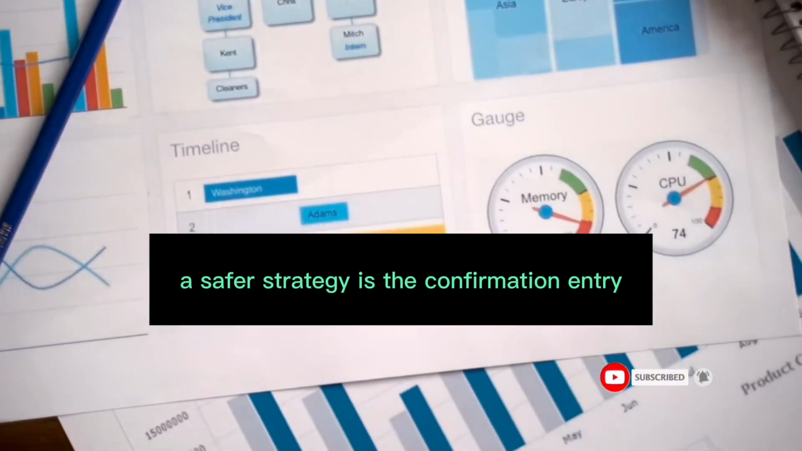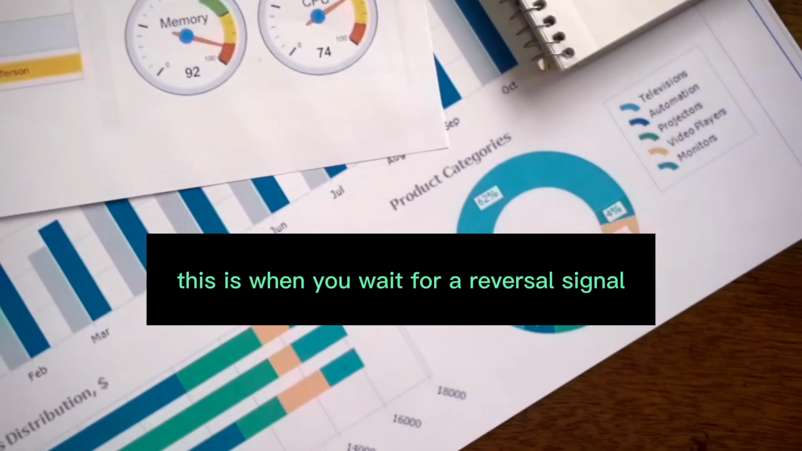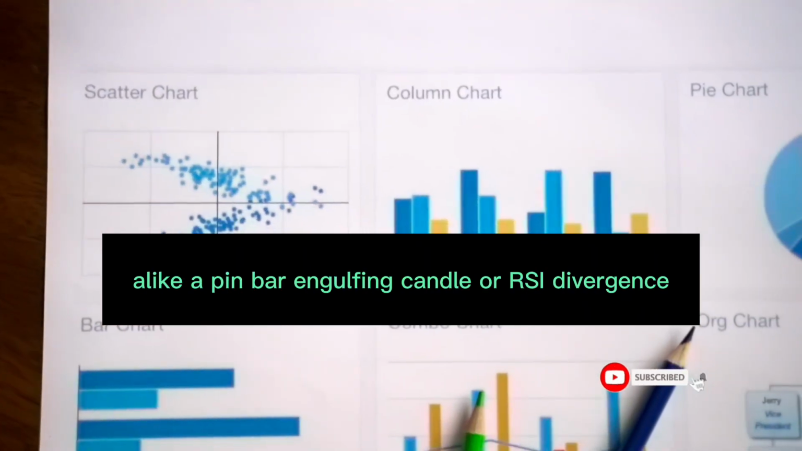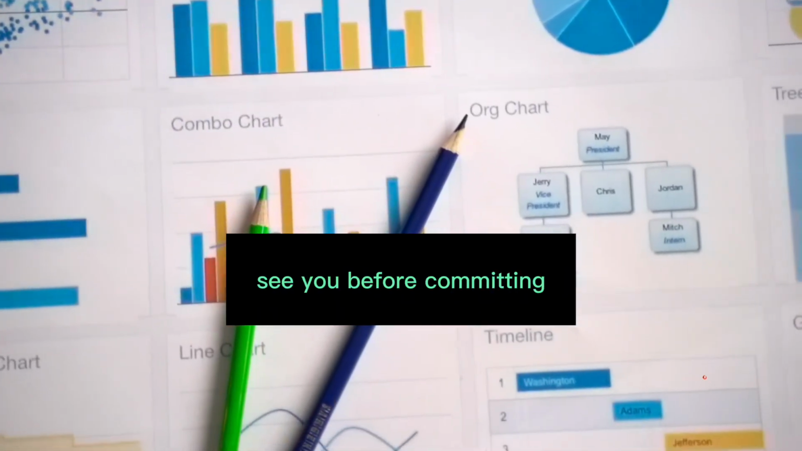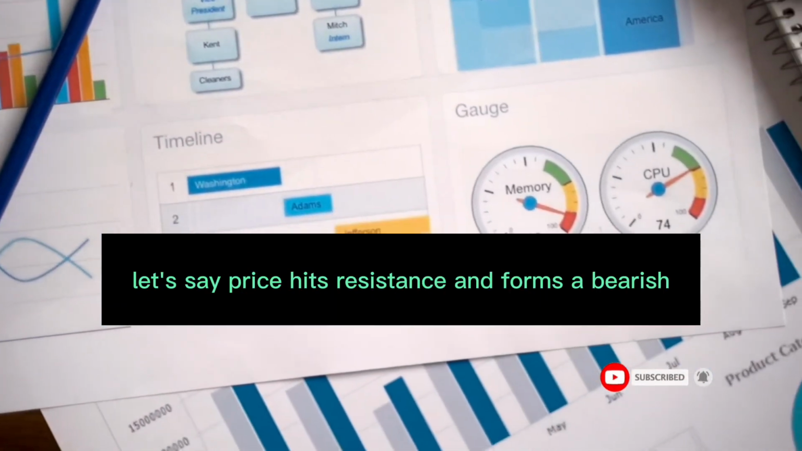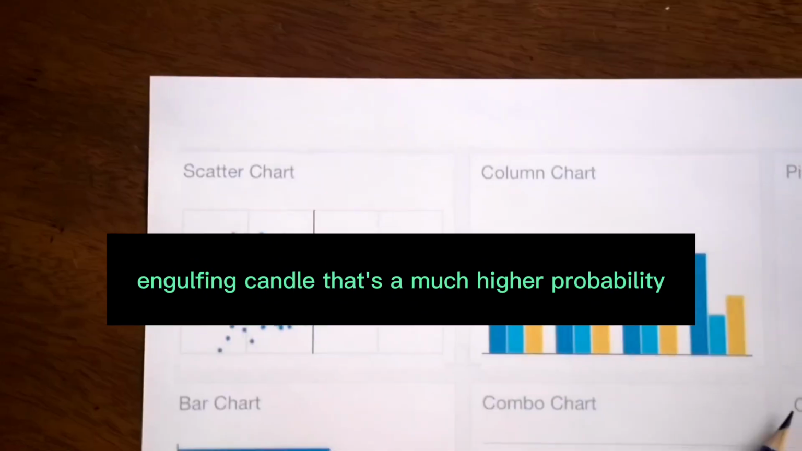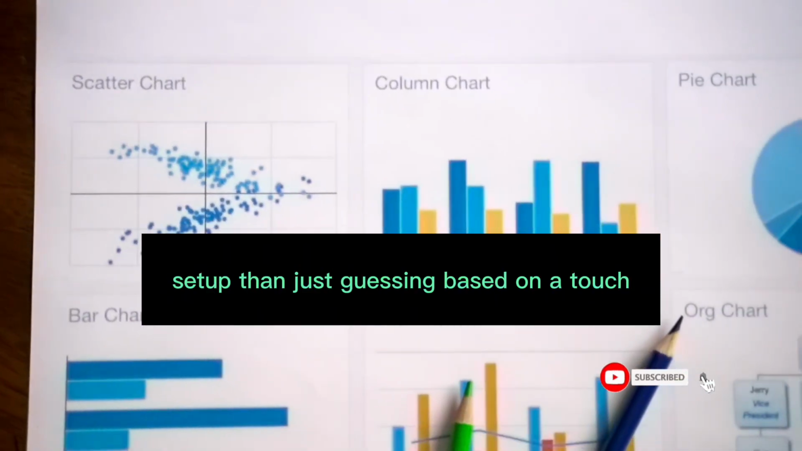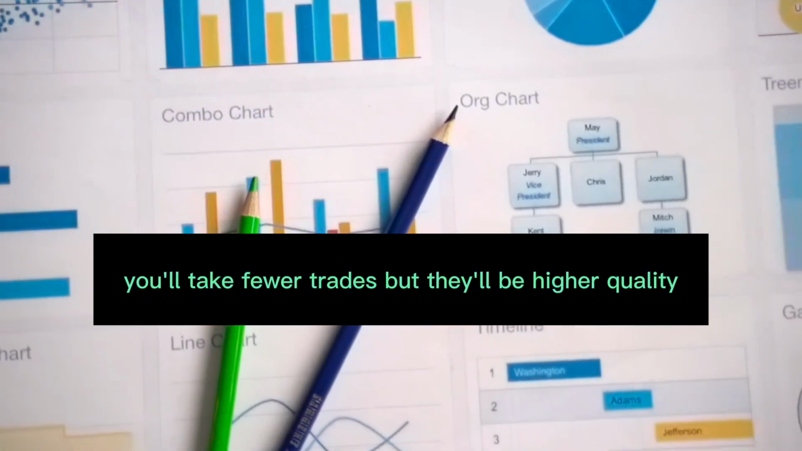A safer strategy is the confirmation entry. This is when you wait for a reversal signal like a pin bar, engulfing candle, or RSI divergence before committing. For example, let's say price hits resistance and forms a bearish engulfing candle. That's a much higher probability setup than just guessing based on a touch. You'll take fewer trades, but they'll be higher quality.